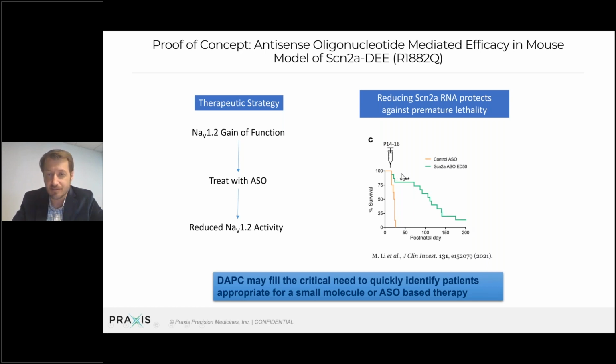It was shown that it extends the survival, it normalizes the hyperexcitability, it reduces the NaV1.2 message as well as the protein. And we think that this protection is due to the reduction of NaV1.2 expression. And then you see, as the ASO is metabolized and cleared, the animals start to succumb to the disease. So we think ASOs could be an important therapeutic modality, and dynamic clamp helps inform on that paradigm.